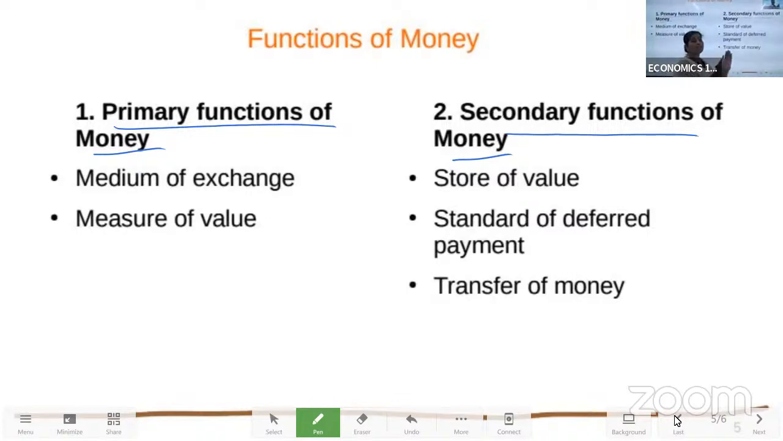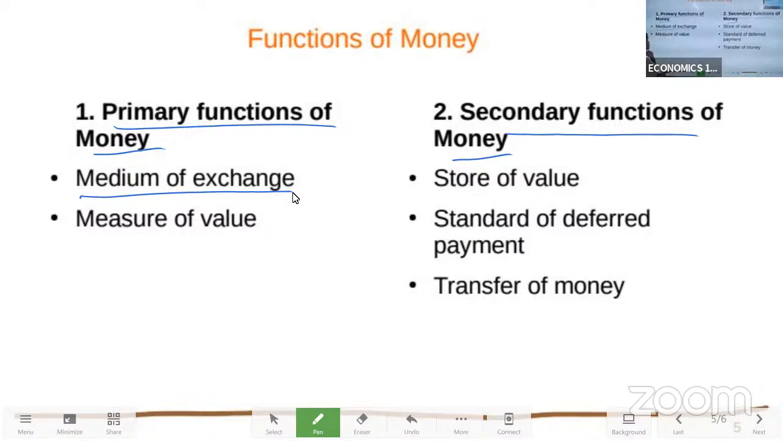Now let me see each type of the functions of money. First, the primary functions of money. The primary functions are subcategorized into two different functions. The first function, the most important one, is the medium of exchange. Under the primary functions of money, there are two main functions the money performs: the medium of exchange and the measure of value. These are the two subcategories under the primary functions of money.